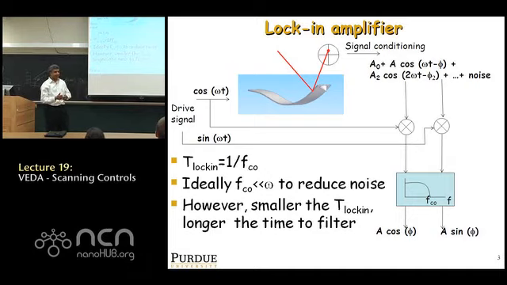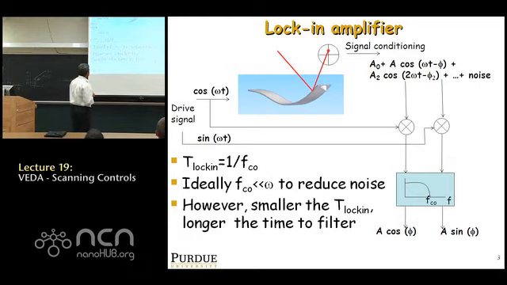The feedback controller is looking at the output of the lock-in amplifier and checking whether this amplitude is equal to the set point amplitude or not. If it's not equal, what is the error? And depending on the error, it moves the Z up and down to keep the amplitude constant, okay?